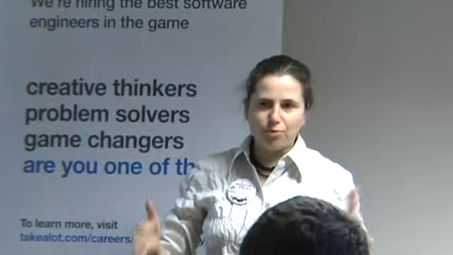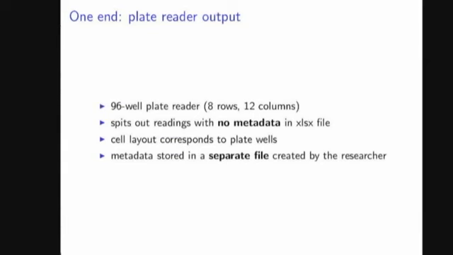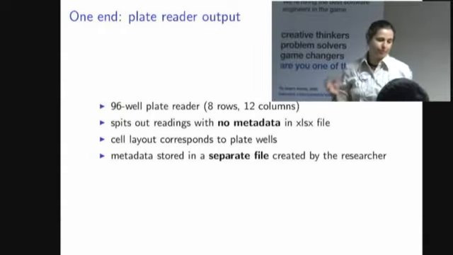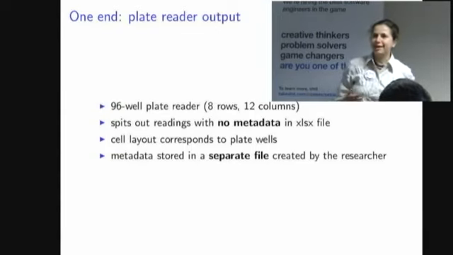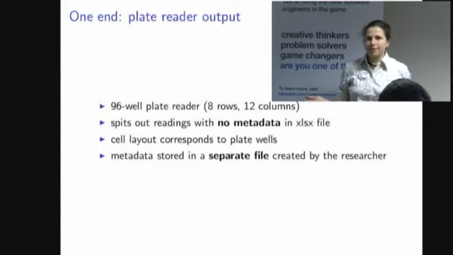So at one end of this process is the plate reader. The plates that go into this plate reader have 96 wells. There's 8 rows and 12 columns. This is apparently quite a standard format. And the plate reader spits out the readings in an Excel spreadsheet, fortunately in XLSX format and not XLS. But there's no metadata associated with these readings. It's just a grid of numbers, and the plate reader doesn't know or care which compounds are in which wells.